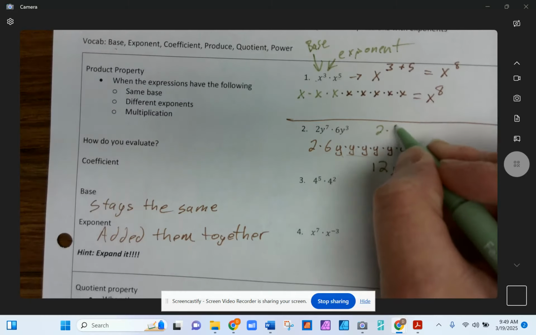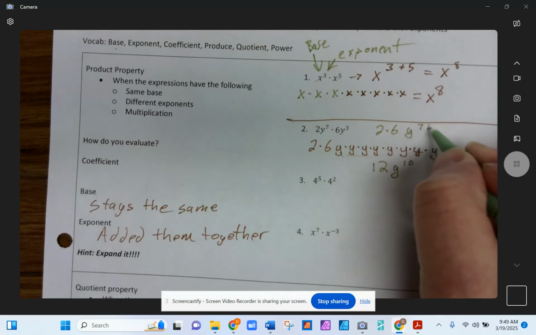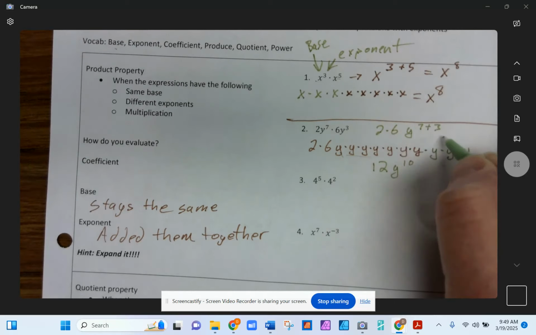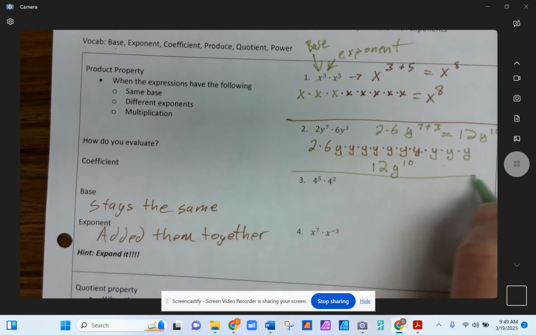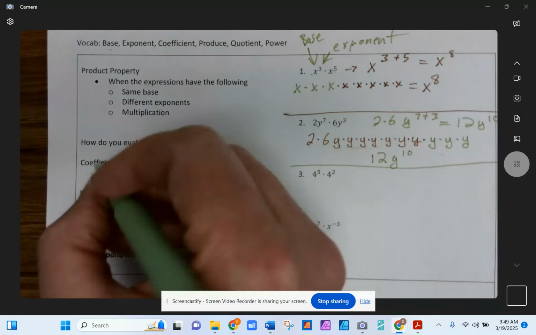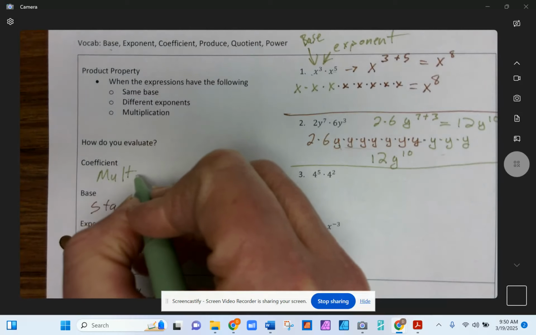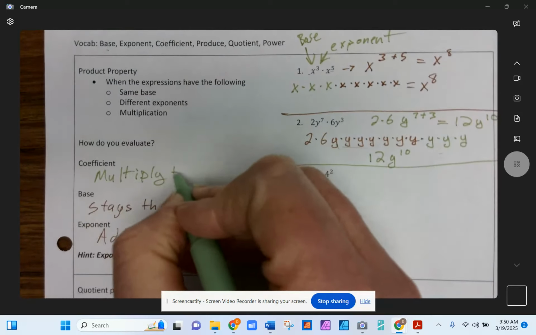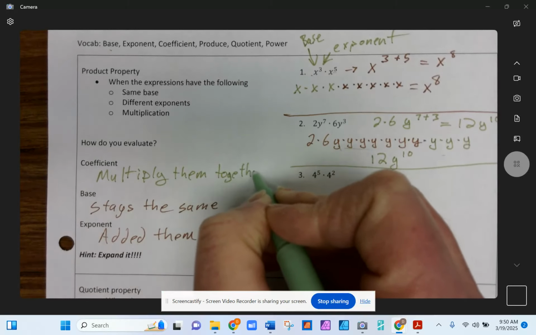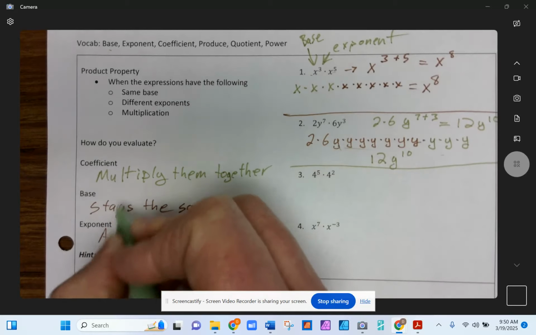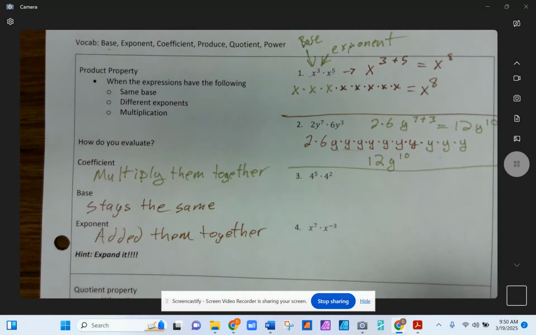If I were to put it in a more simplified form, it would be 2 times 6 and then y to the 7 plus 3, which gives us the same thing, of course. Okay. So when you have coefficients, you just multiply them together. So this is how we handle all aspects of these problems, right? As your coefficients, your bases, and your exponents. That's how you deal with them, right?